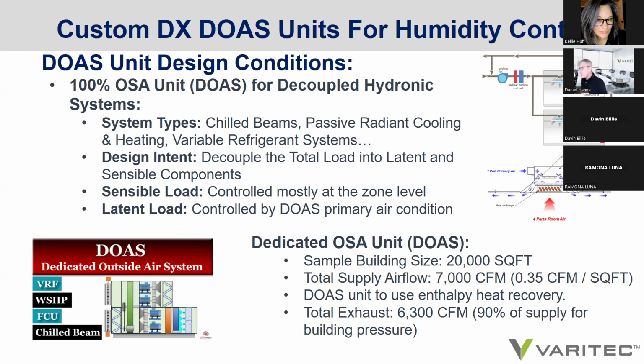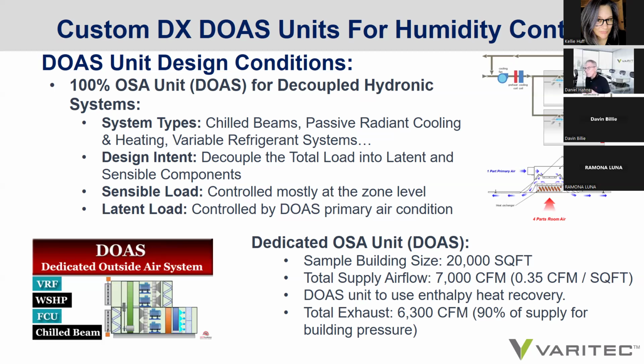DOAS units are designed optimally to provide only the outside air necessary to meet the ventilation loads within that building. Now in Phoenix, that can be a challenge. We may need to do some supplemental sensible cooling in our peak summer design day. But regardless, that's the goal of it, because you want to shift as much sensible load to a more dense heat transfer medium. In this case, it's water that's passed through chill beams or passive radiant cooling and heating devices in ceilings, or to refrigerant that we would see in variable refrigerant systems.